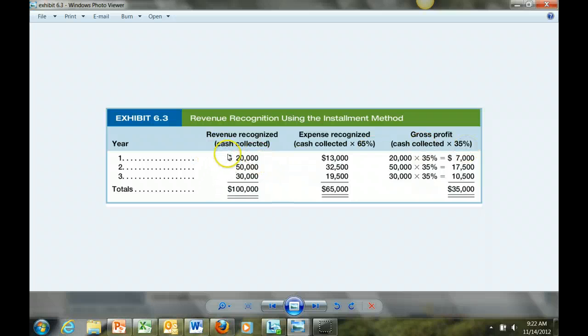So the revenue is collected in years 1, 2, and 3, all by the installments. And in year 1, we account for 65% of revenue as expenses, which is $1 less the 35% is 65%. So in year one, we see $20,000 of revenue. We record $13,000 of expenses and $7,000 of gross profit. So again, those values are based on these two percentages, 35 and 65. And so notice that these two percentages always must add up to 100%.